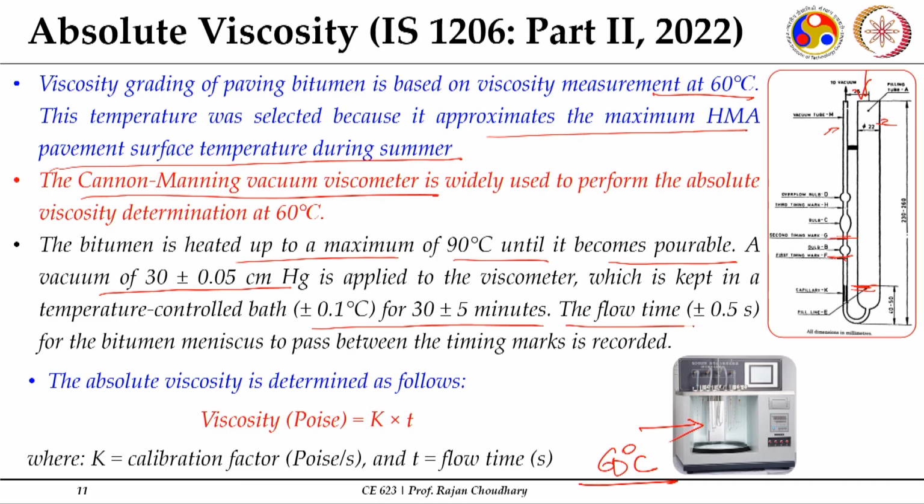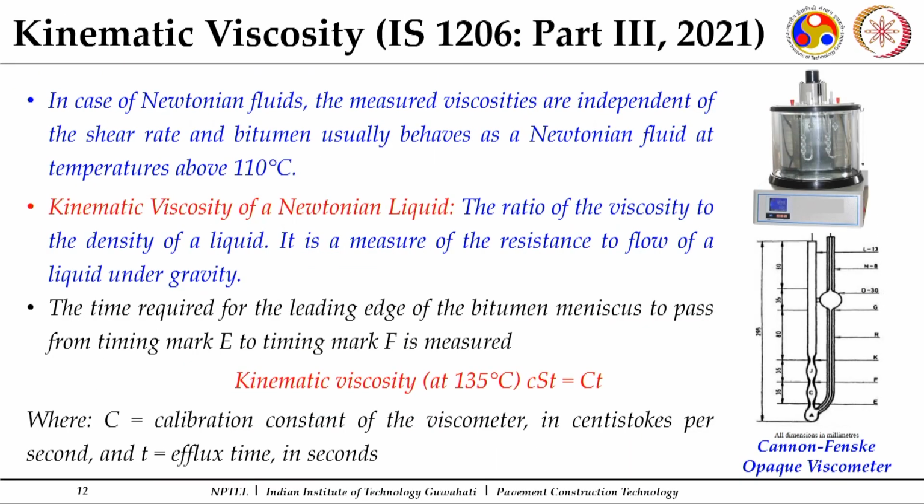Here, the flow time for the bitumen meniscus to pass between the timing marks is recorded, and from there you get your viscosity in poise, where K is the calibration constant and T is the flow time. This calibration constant is given by the manufacturer of the tube. There may be different calibration constants for different types of tubes, and even for those supplied by different manufacturers. This gives you an idea about the consistency of binder at 60 degree centigrade, which is the temperature at which these bituminous mixes have to perform in the field.